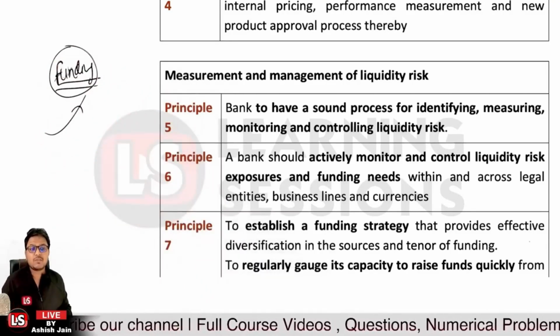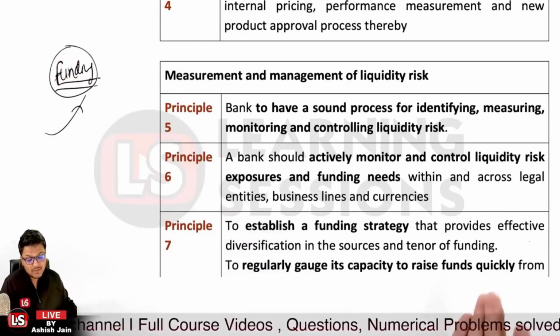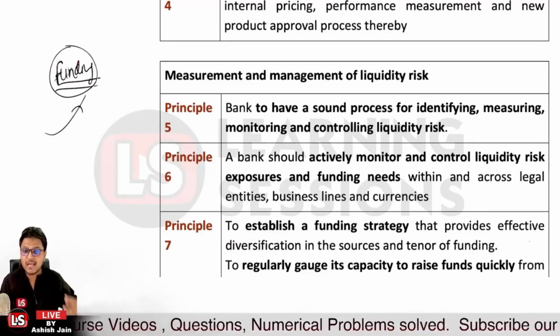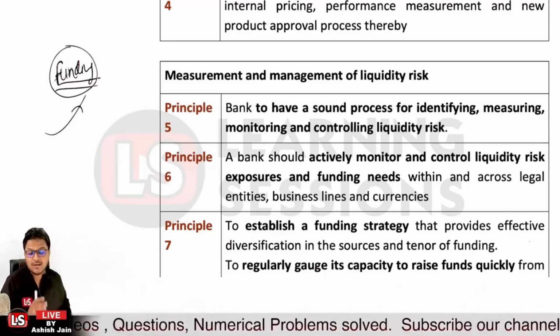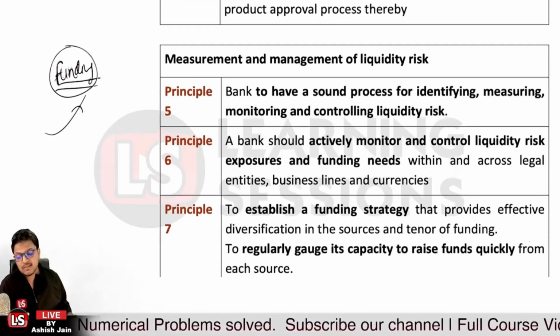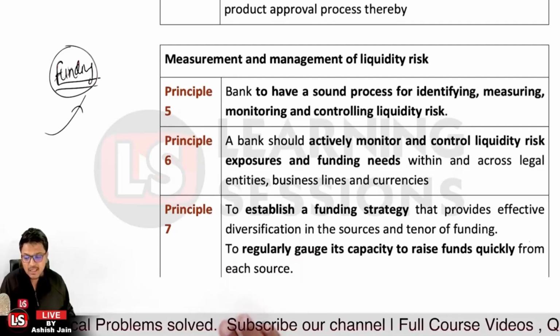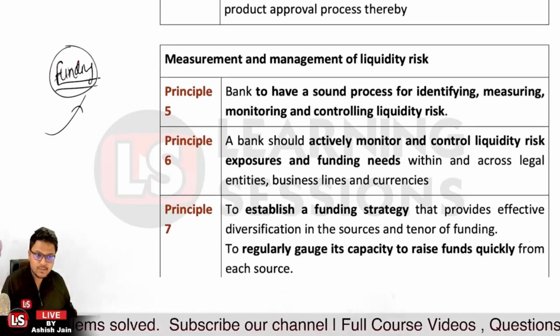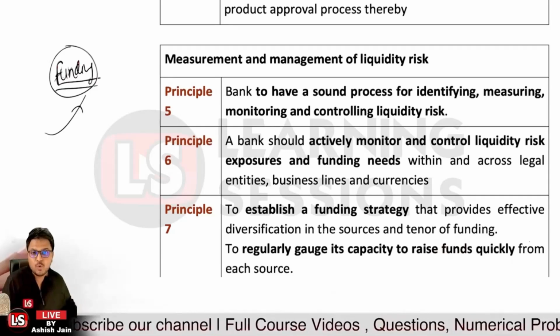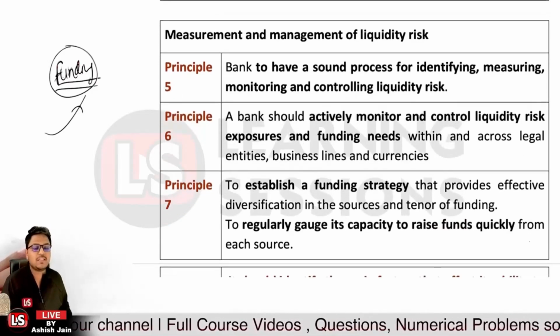Okay. So I must be having the funding strategy, so that I must be having effective diversification of the assets or the deposits, so that I can meet up the liquidity stresses over there. And particularly I must be supervising the thing that what is the capacity in case of the failure to manage the liquidity risk, what is my capacity so as to particularly raise the funds quickly from those sources over there. Okay. That's the principle 7.